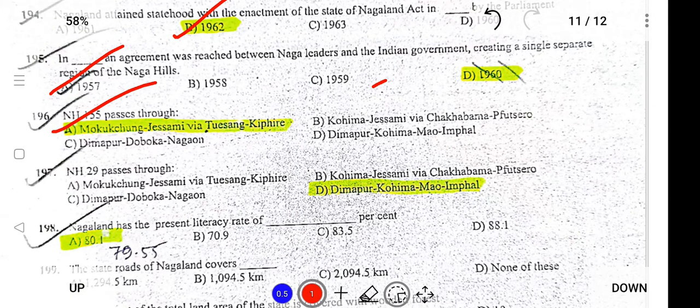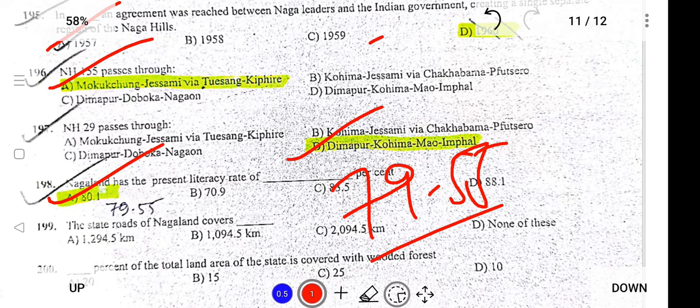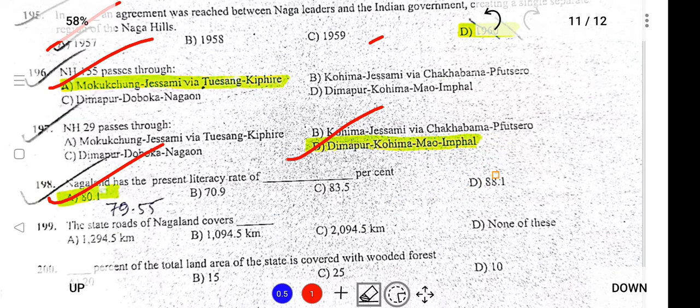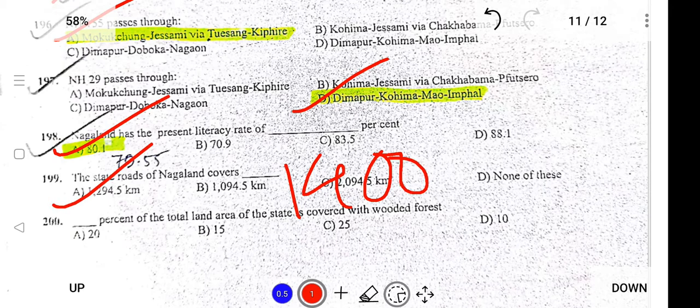NH 29, Nagaland Highway 29, passes through Kohima, Dimapur, Mao, Imphal. Nagaland's literacy rate is 79.55 according to the 2011 census. However, the nearest to the question answer is 80.1. The state road length officially is 1,400 km, but the closest one is 1,294. Next, the total area covered with wooded forest will be 10%. No, it will be 15%.